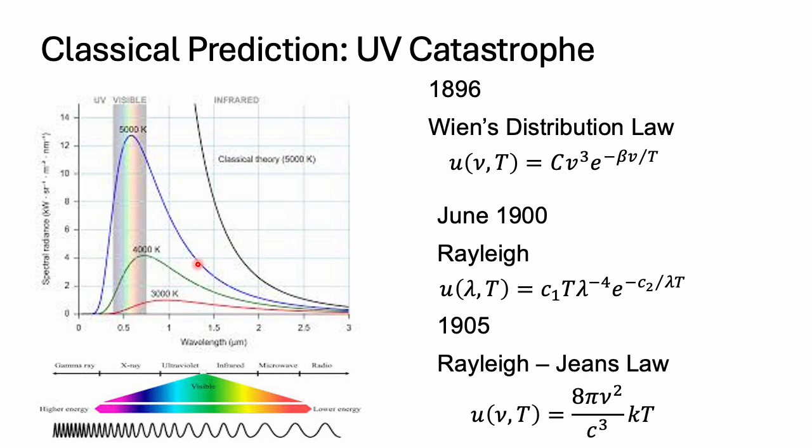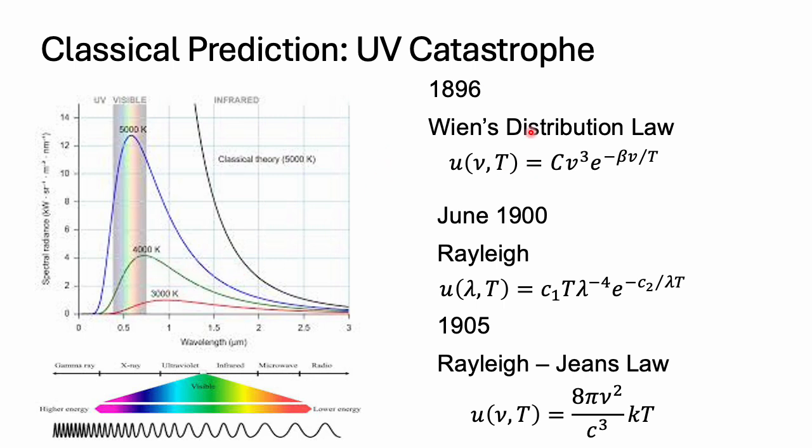Instead, it rises to a peak. So as you can see here, the blue, the green, and the red line, it rises to a peak at a certain wavelength, and then it decreases, especially at the UV spectrum. And this was a significant discrepancy that classical physics could not explain.